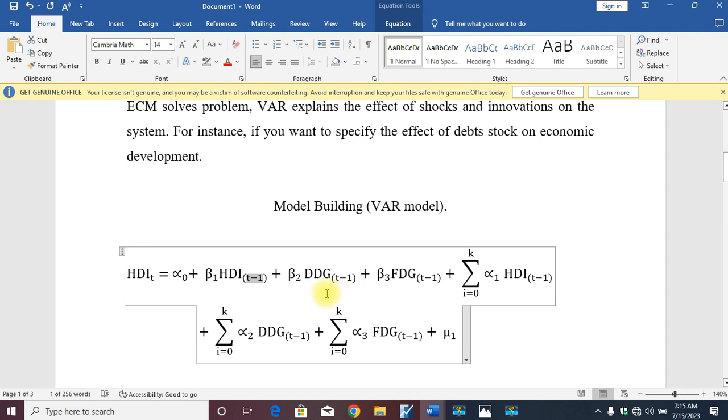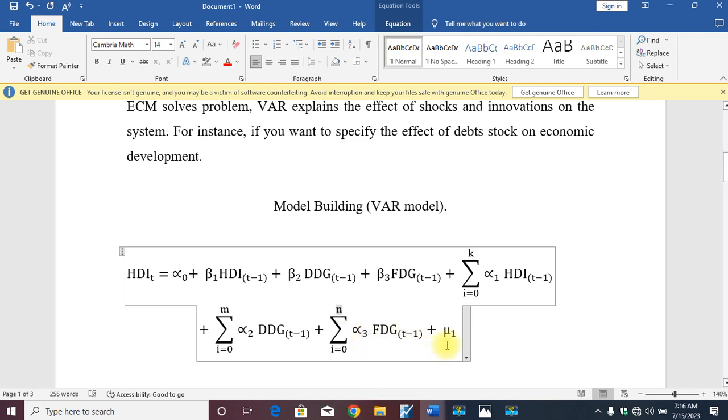We also have all previous values of the explanatory variables, the domestic debt and the foreign debt. We look at their past values alone, not their present value. In the short run, we look at the summation of this, and we also want to inform you that in the VECM model or in the VAR model, the lags of each of these variables are different. They do not have a uniform lag value.